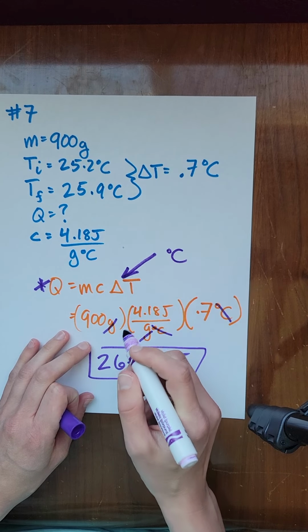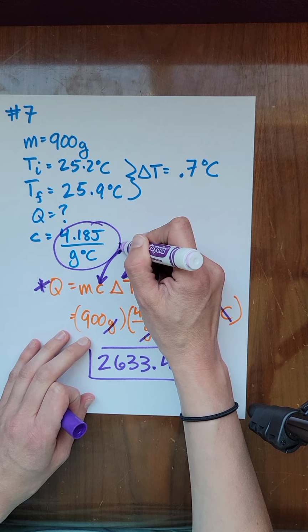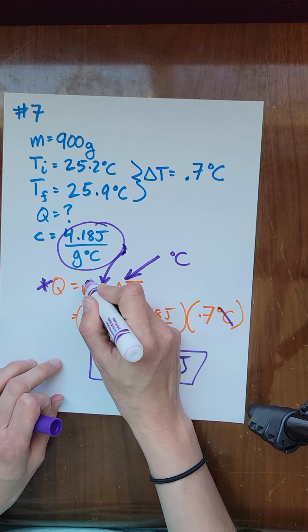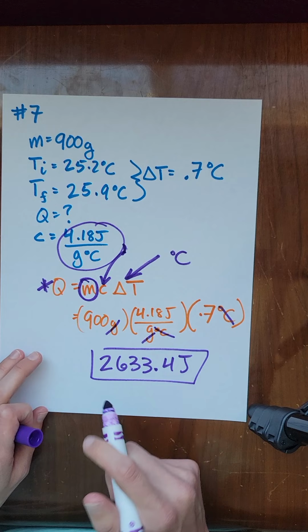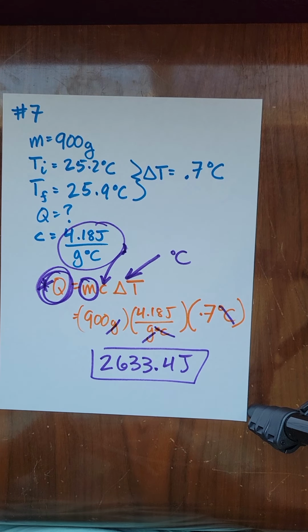This is going to be a degrees Celsius. Specific heat is always going to be something like this that has multiple units. M is always going to be a gram unit, and Q is always going to be your joules or kilojoules.